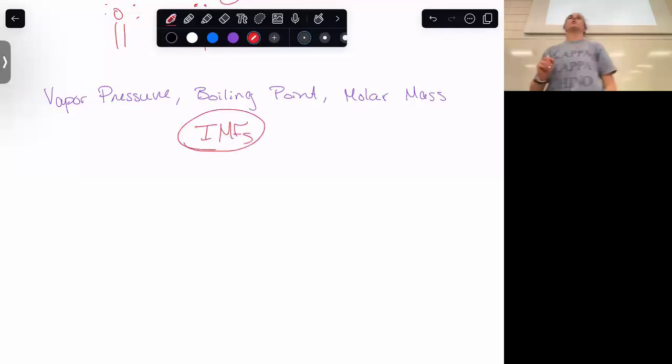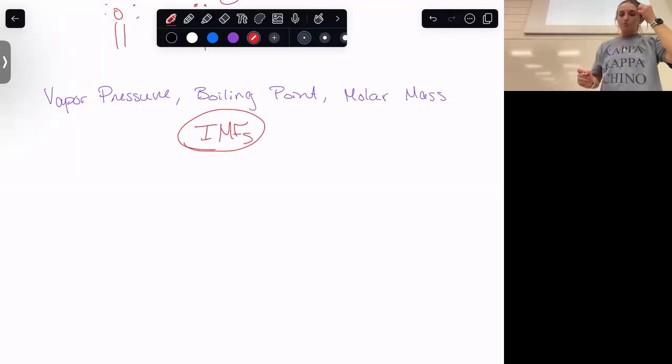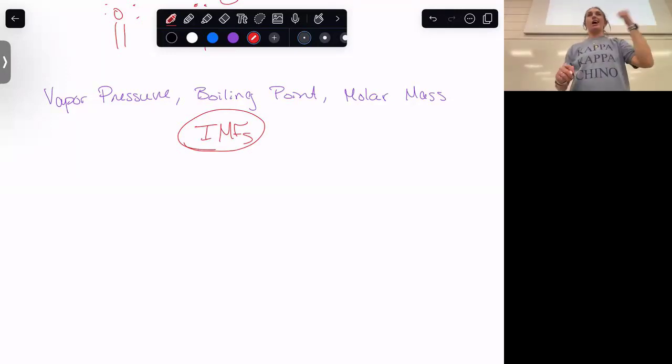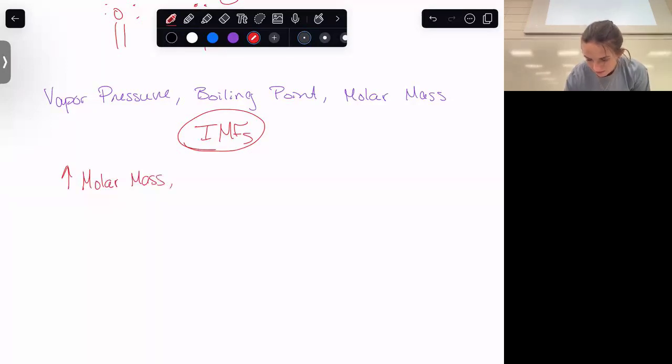These are going to be what determines the boiling point and the vapor pressure, and how that relates to molar mass. So if we have something that has a high molar mass, are we increasing our IMFs or are we decreasing our IMFs? We're increasing. So the higher the molar mass, the greater the IMFs. We can look at this in terms of your halogens.